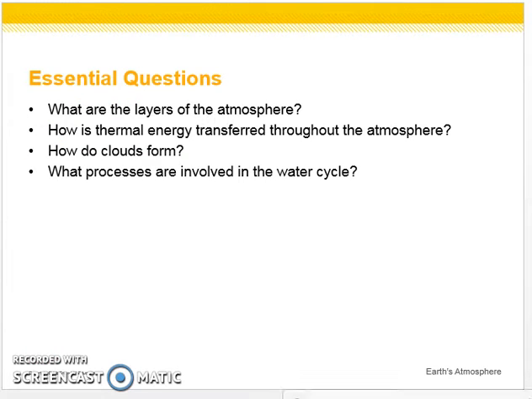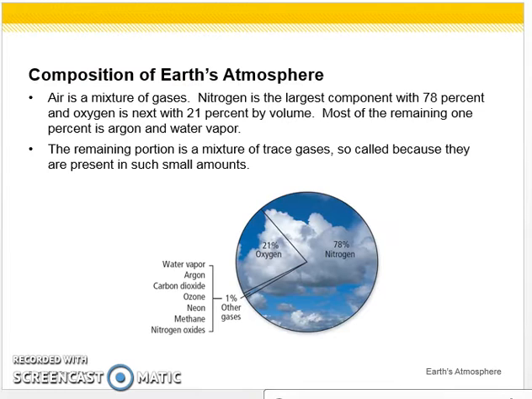So your essential questions for this section that will reflect quizzes and tests: what are the layers of the atmosphere? How is thermal energy transferred throughout the atmosphere? How do clouds form, and what processes are involved in the water cycle?